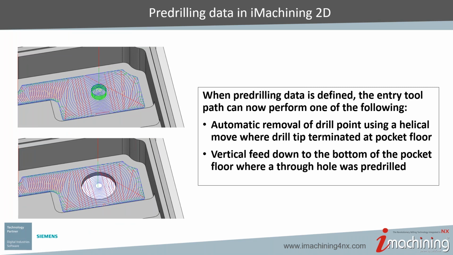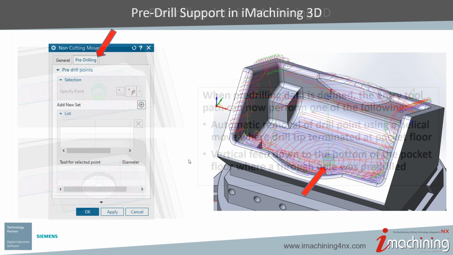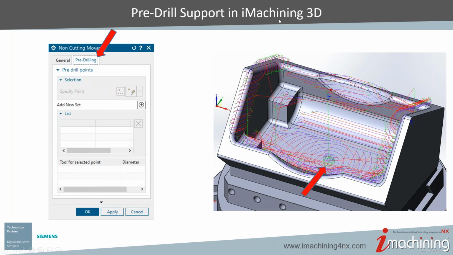We've also enhanced the pre-drilling. In the previous version of NX, we did have pre-drilling, but now it understands the tip of the pre-drill. As you can see in the example on the left, the tool is now able to plunge inside a hole where the drill body was, and then just do helical entry for the tip. If you have a through hole, and the body of your drill is able to go all the way through without any tip of the drill, you can just do direct plunging and start from that hole. Pre-drill support is also available in iMachining 3D.